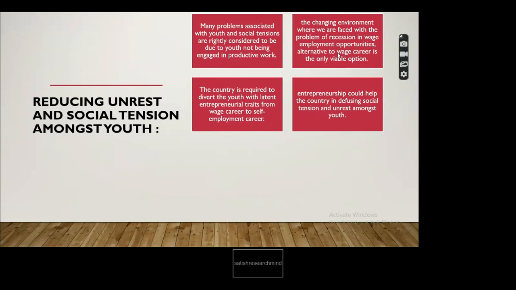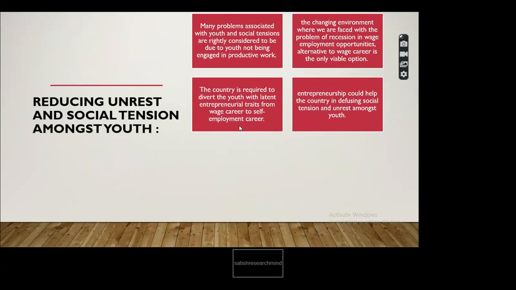So we don't have entrepreneurship, we don't have our own business, we are not interested in risk and returns. We don't love risk. But if you take the risk, then you will get more. So this is very important: the country needs to divert youth talent and entrepreneurial traits from wage careers to self-employment. Yes, your wage may be 300 rupees, but there is something better.